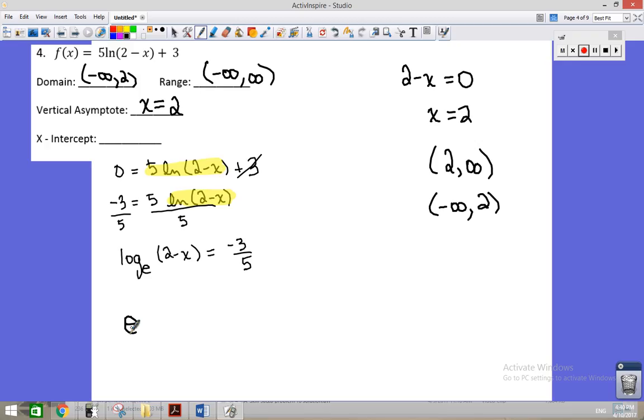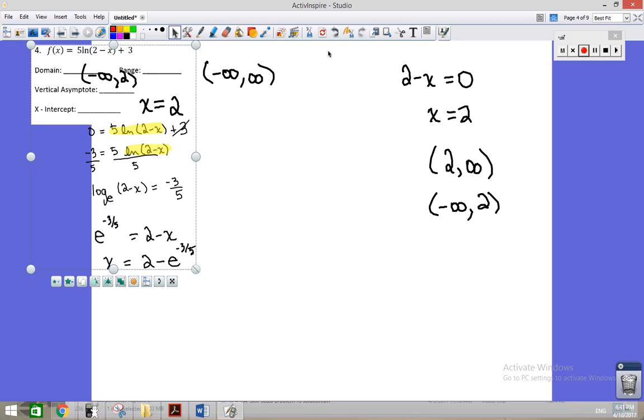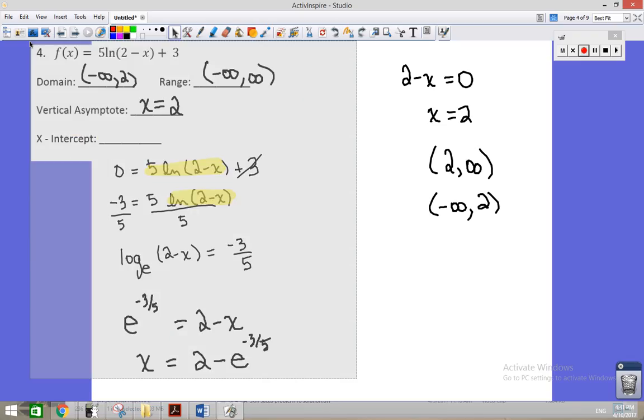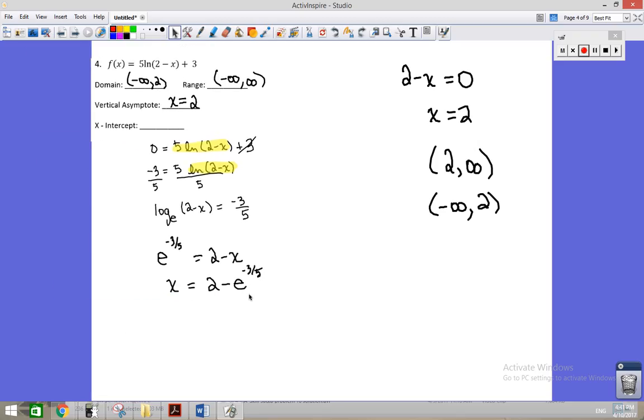This base of e has an exponent, and the logarithm equals an exponent. So my exponent on this e is negative 3/5. Well, that equals my argument 2 minus x. So if I add x and subtract this e to the negative 3/5, there's my x-intercept. Now, it's going to be pretty hard to plot that point on the x-axis without getting a decimal approximation. So that's what we would refer to as the exact value. But if we go to plot the point on the x-axis, we're just going to want a decimal number.